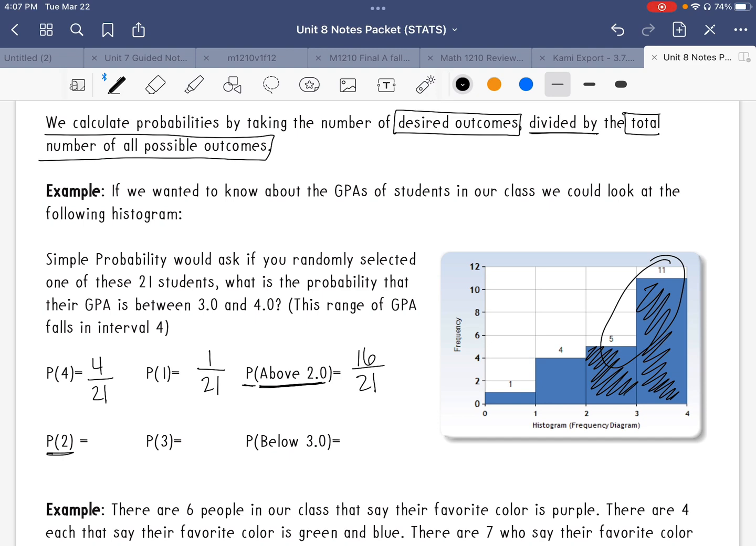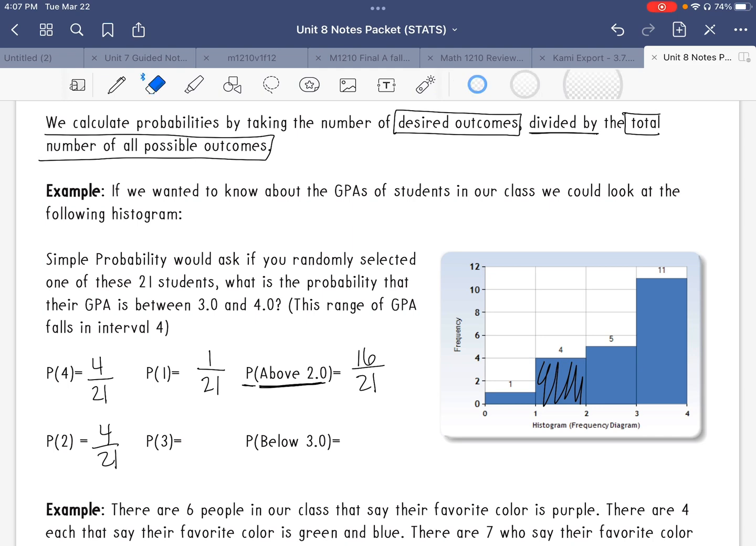Now this one asks about the probability of it being in interval 2. What's the probability that the student falls in interval 2 with the GPA? So that's these students. This one is 4 out of 21. And for the probability that they fall in interval 3, this is interval 3. How many students are in there? 5.